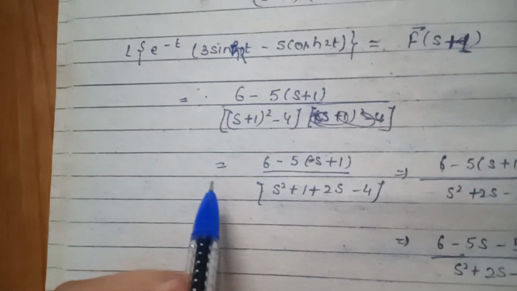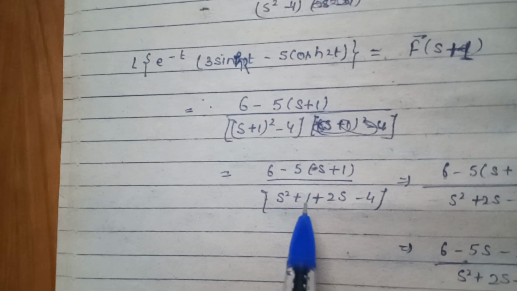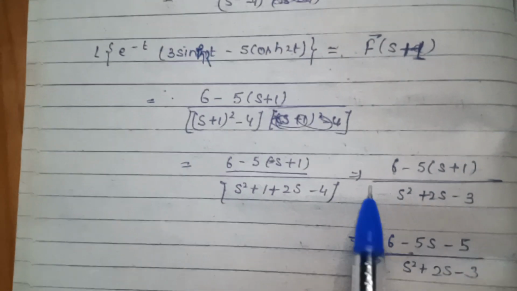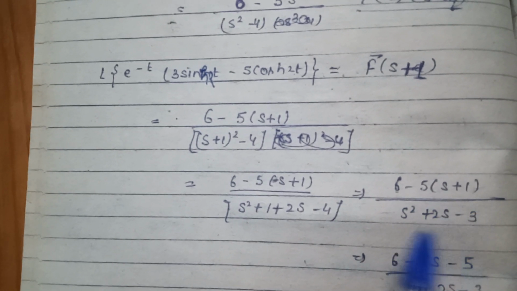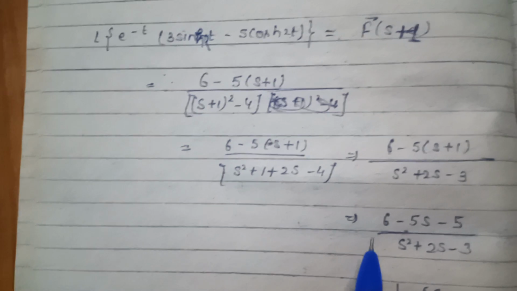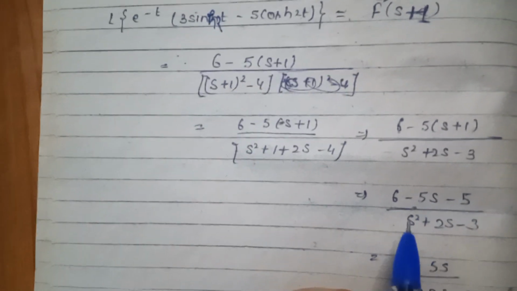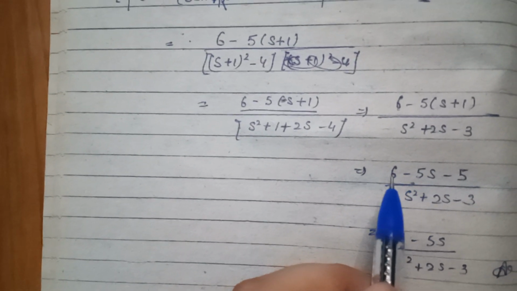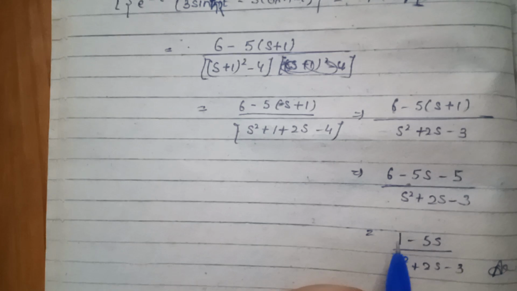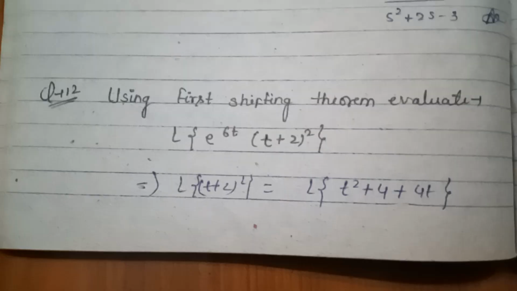So it can be written as 6 minus 5 bracket s plus 1 upon s square plus 1 plus 2s minus 4, or on solving this we will get 6 minus 5 s plus 1 upon s square plus 2s minus 3, or on solving we will get 6 minus 5s minus 5 upon s square plus 2s minus 3, or on solving this 6 minus 5s minus 5 we will get 1 minus 5s by s square plus 2s minus 3.